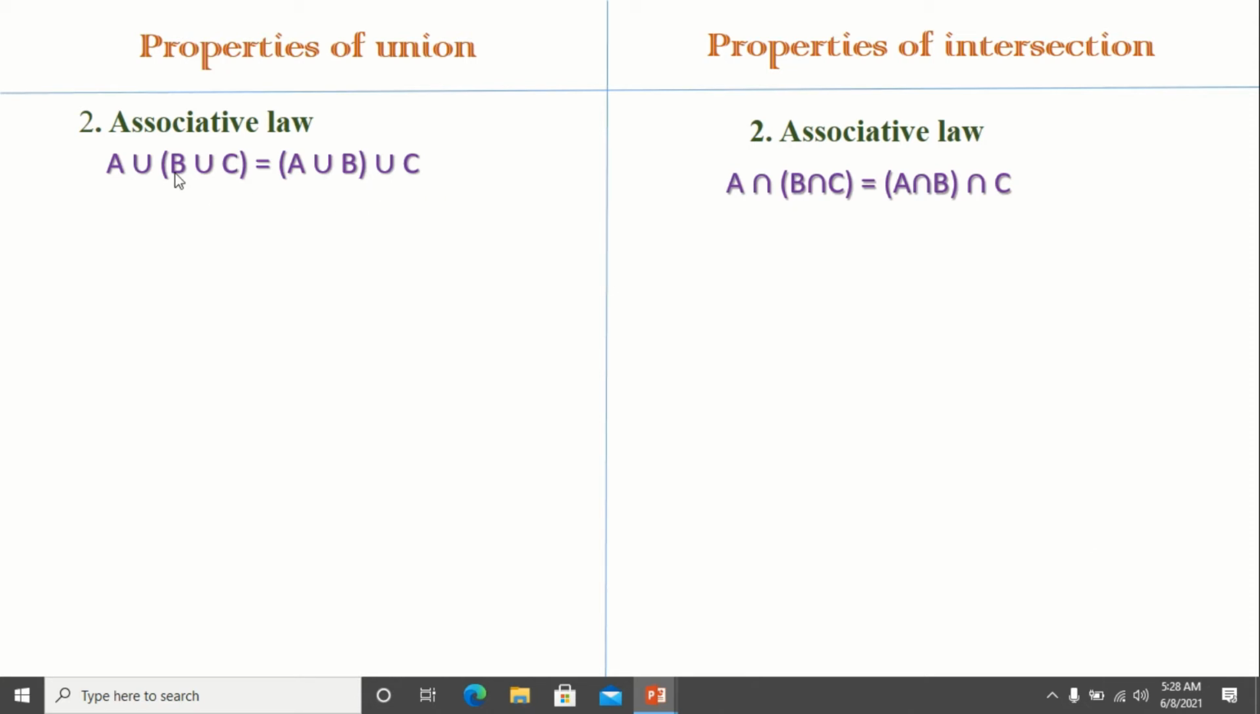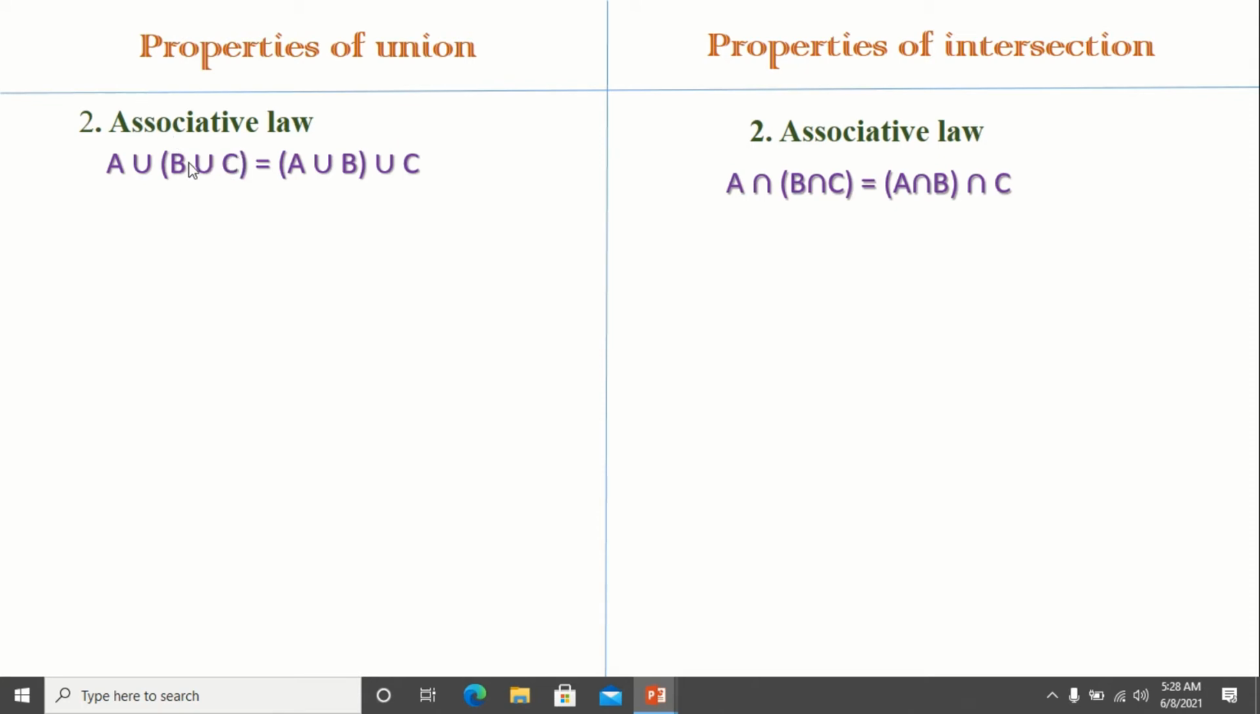So let's verify this by using the Venn diagram. First we draw the Venn diagram for the set given on the left hand side. Next we draw the Venn diagram for the right hand side. Let's check whether the two Venn diagrams are the same. To draw the Venn diagram for the set on the left hand side, first we have to draw the Venn diagram for the set which is inside the bracket.